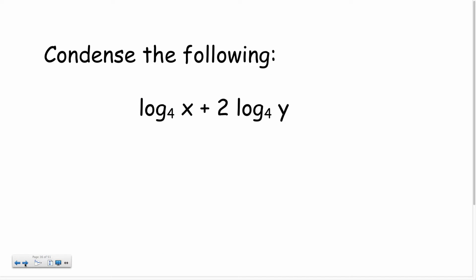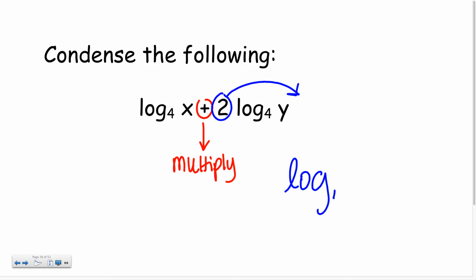Alright, here I see addition, which means we're going to multiply. I also see a 2 out front. Now if you'll notice, the x doesn't have one. So the x is just going to be an x. So I'm going to have log base 4, because that's the same for both of them. X times y. Then I've got to put my exponent with the y.